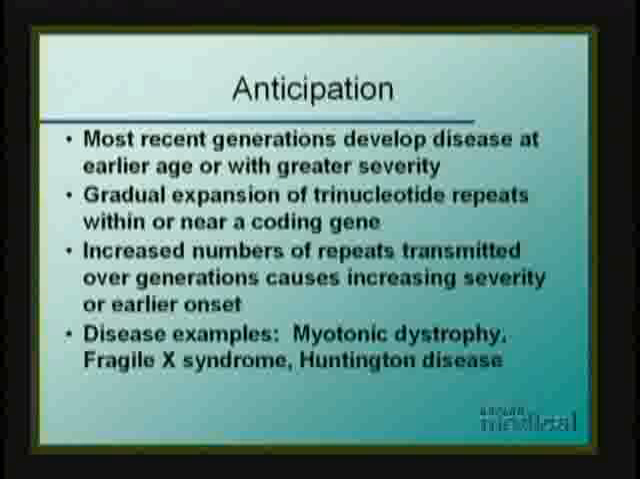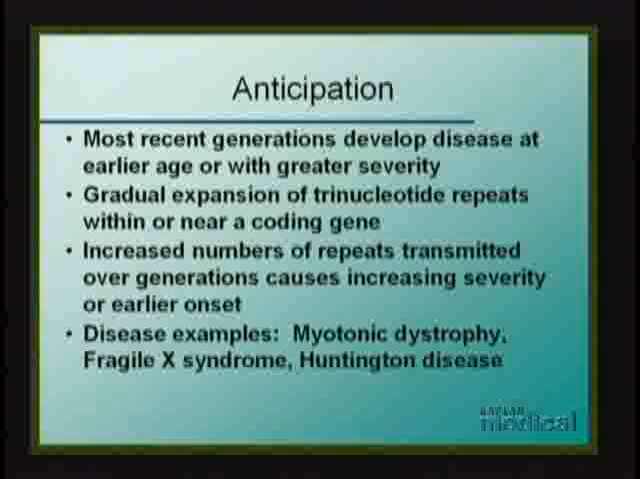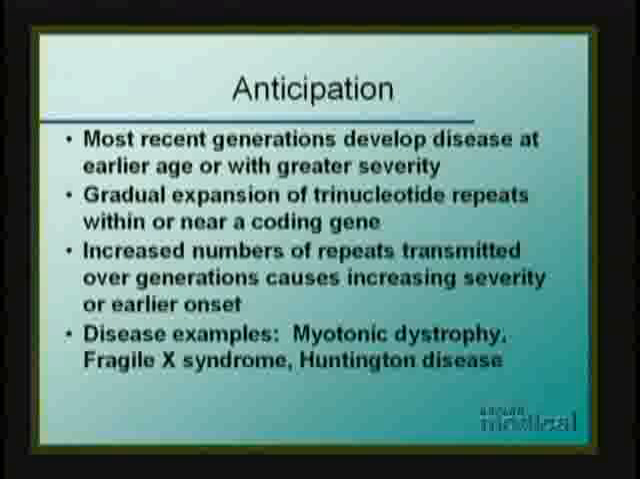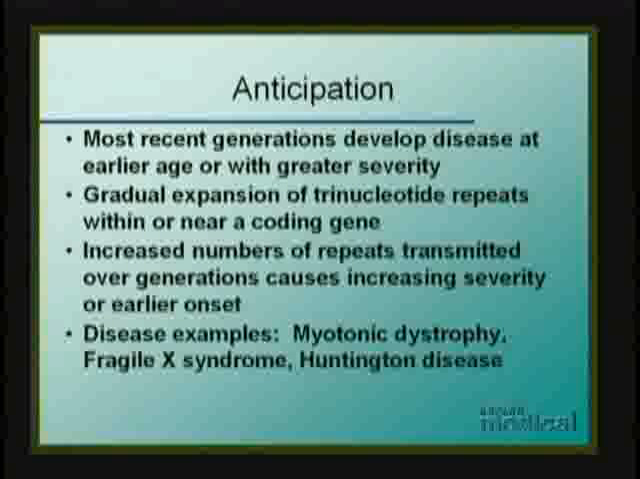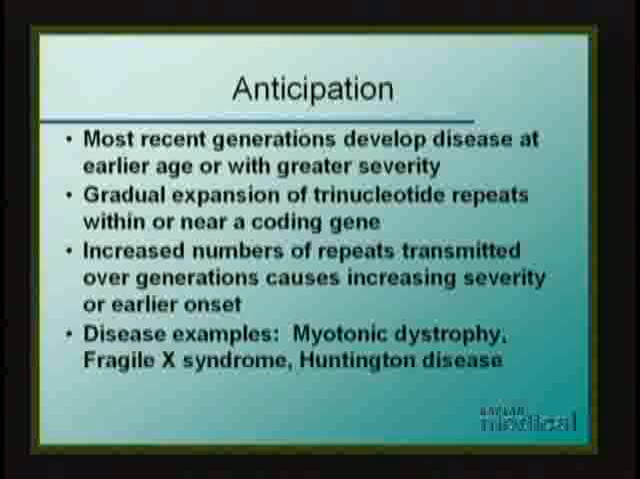And once that expansion has occurred, that expansion tends to occur even more with each generation. That is, the mutation gets bigger and bigger. The mutation gets worse as we go down through the generations in a family. And as the mutation gets worse, the symptoms begin appearing at earlier and earlier ages in the more recent generations, and typically the symptoms become more severe in the most recent generations.